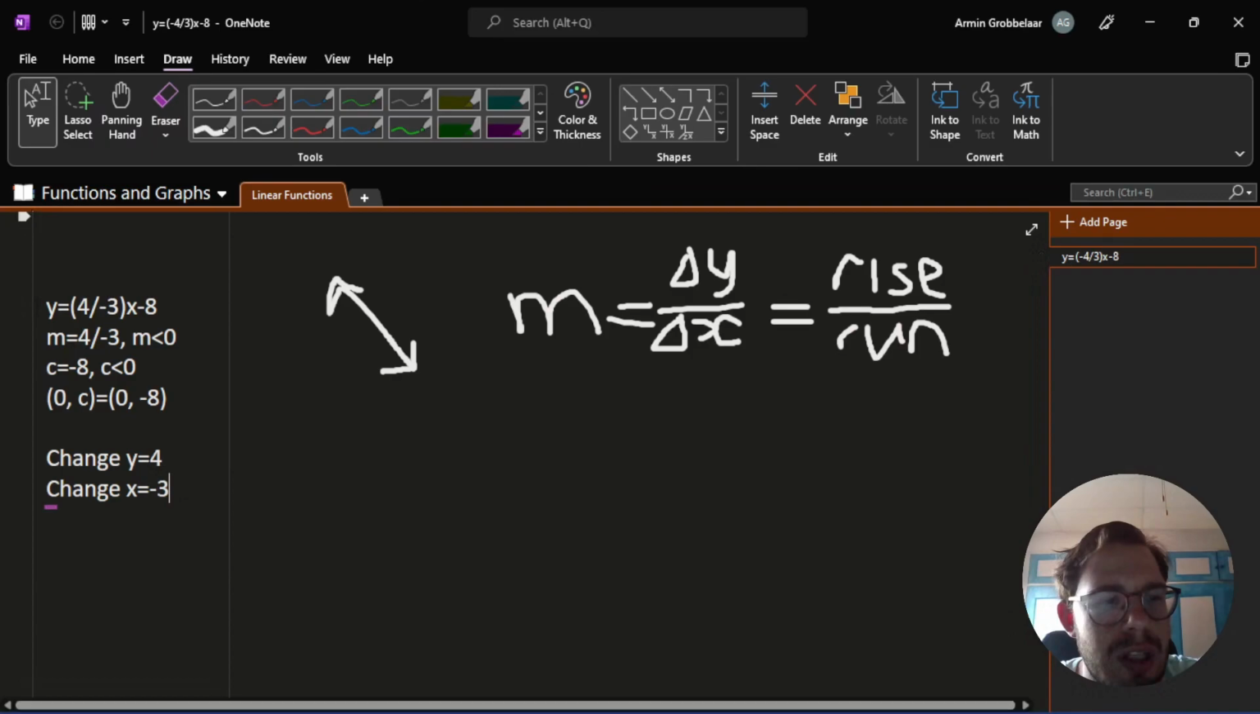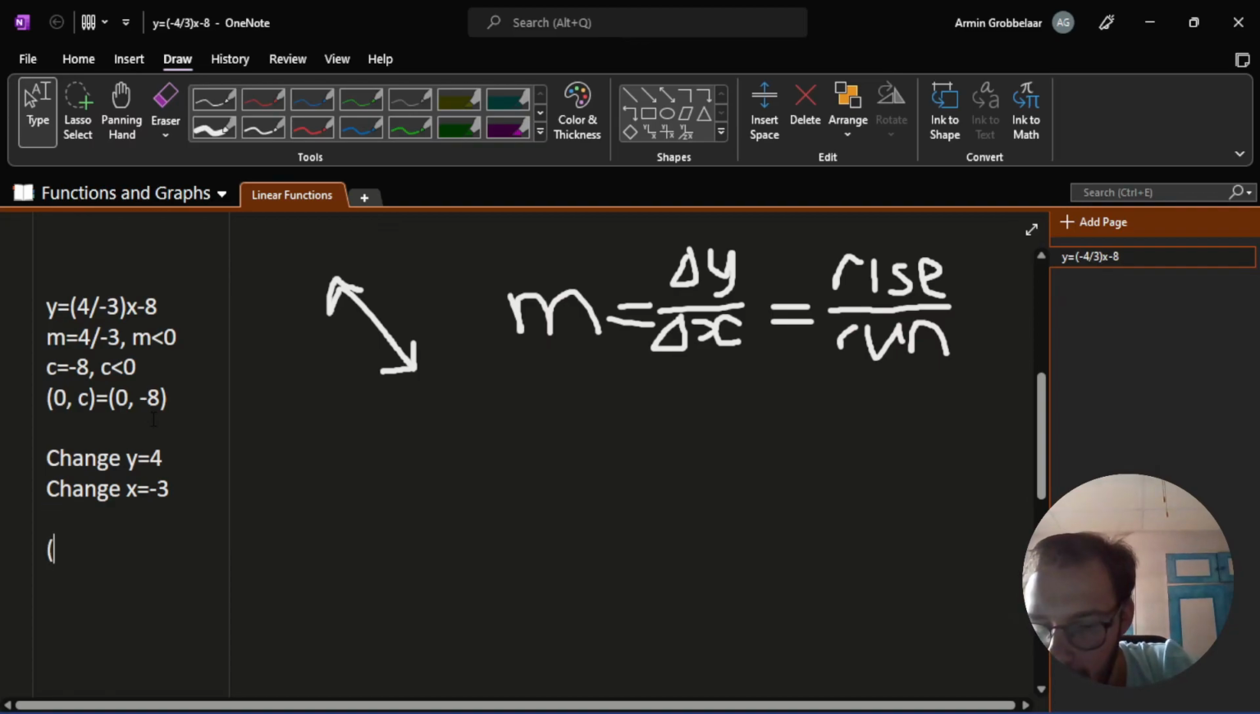So I'm going to do this example 2 ways and the second example also 2 ways. So for our second point, we have the change in x is minus 3. So 0 minus 3 is minus 3. And we have the change in y is 4. So minus 8 plus 4 is minus 4. So there we have our second point.